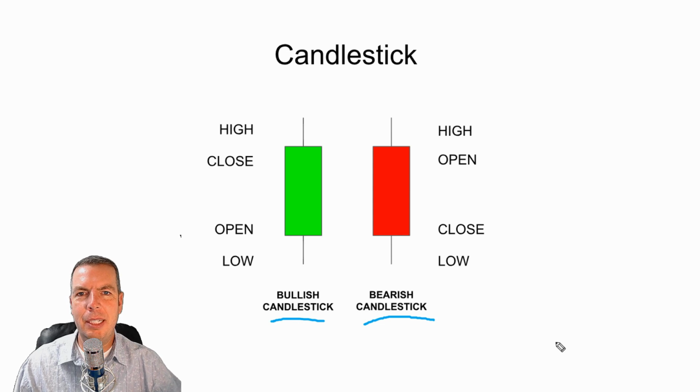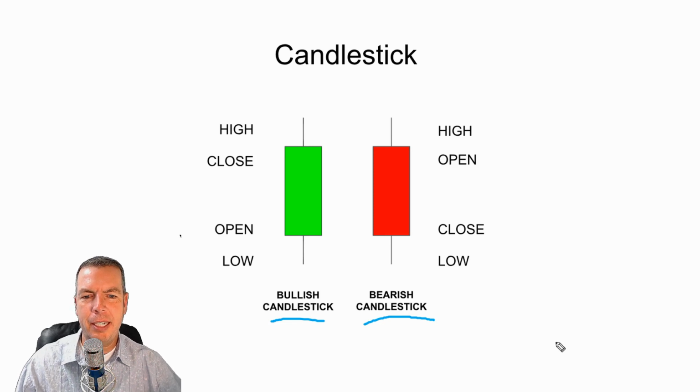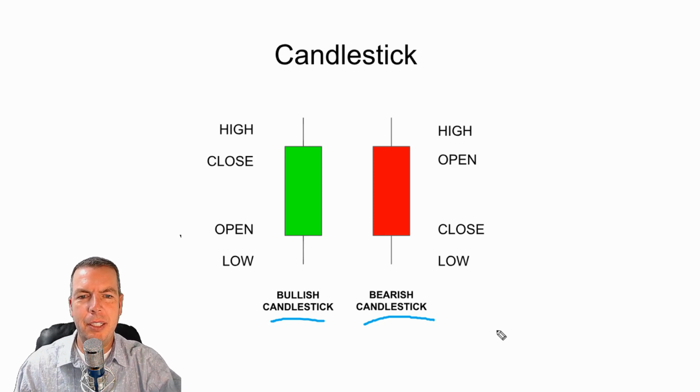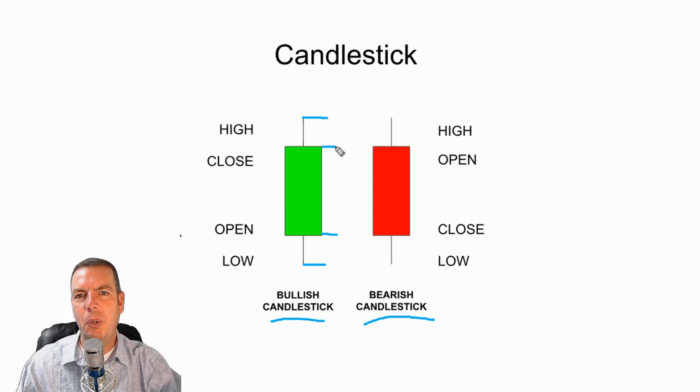A candlestick is basically pointing out 4 price points in the market. Let's dissect it. Let's look here at the candlestick on the left. This candlestick is pointing out 4 price points. We have the high of the day, the low of the day, the open, and the close. Let's say we're looking at this candlestick on a daily chart. This candlestick would represent 1 day's worth of price action.